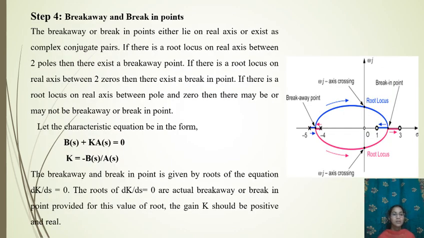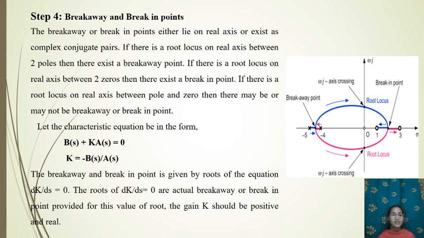The fourth step is breakaway and break-in points. The breakaway or break-in points either lie on the real axis or exist as complex conjugate pairs. If there is a root locus on the real axis between two poles, then there exists a breakaway point. If there is a root locus on the real axis between two zeros, then there exists a break-in point. If there is a root locus on the real axis between poles and zeros, then there may or may not be a breakaway or break-in point.